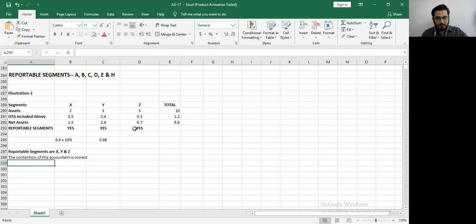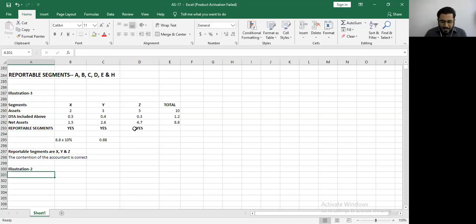Easy, right? Okay, let's do the last question for today. And then we have only one question that will be left. That is the last question that we will do tomorrow, and tomorrow we'll finish off AS-17. Come to the last question. Let's do illustration number 2. Okay, I'm reading the question for you.